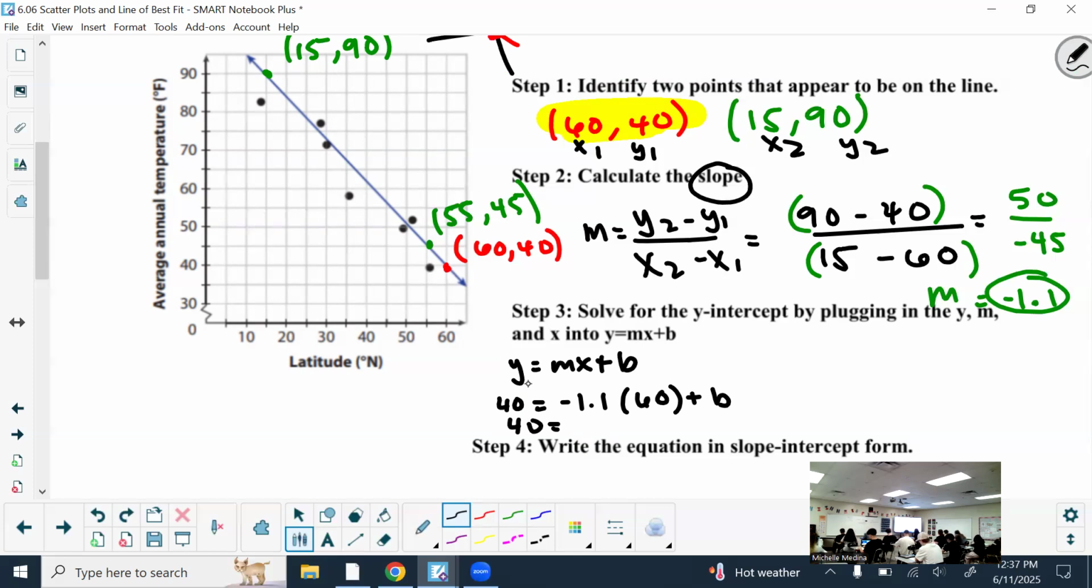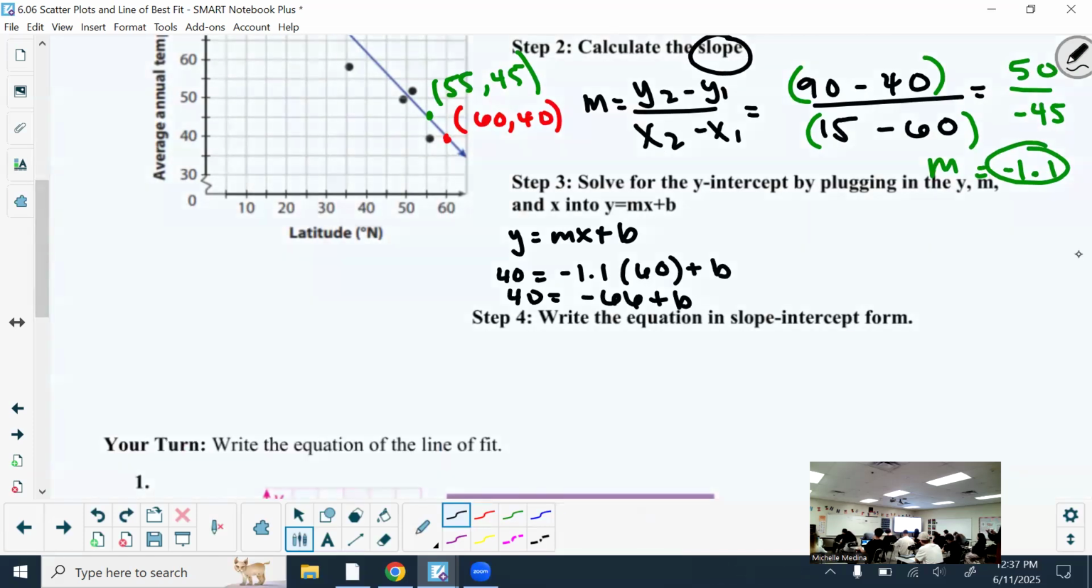And that's 66, or negative 66. And get the b alone. How do you cancel out the negative 66? By adding 66 to both sides. So here, to cancel it out on the left, to keep it equal, I get that my left side is 104.